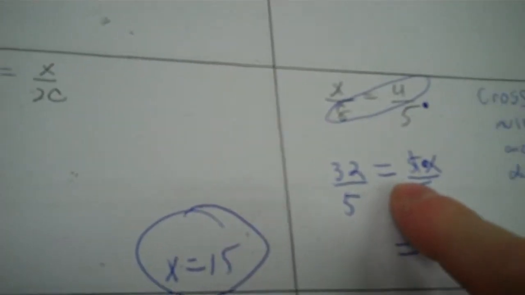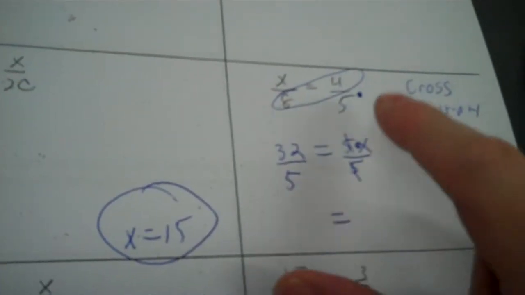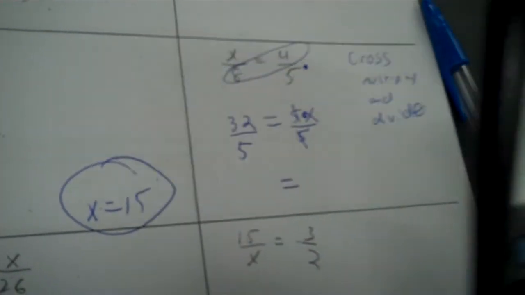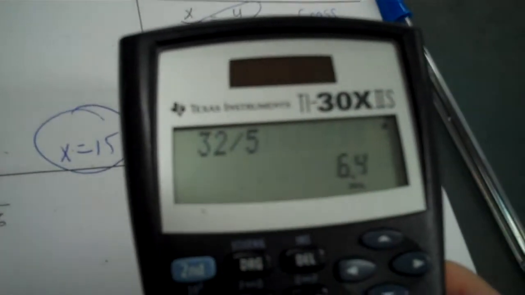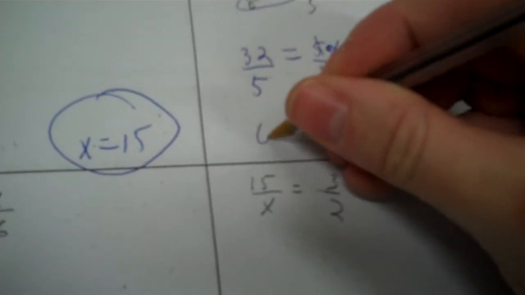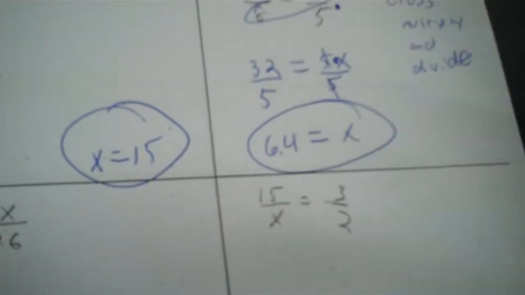This way works every time. This one does not. So you're going to see me start to use this every time. So 8 times 4, so you take 32 divided by 5, and that's 6.4. So 6.4 equals x.